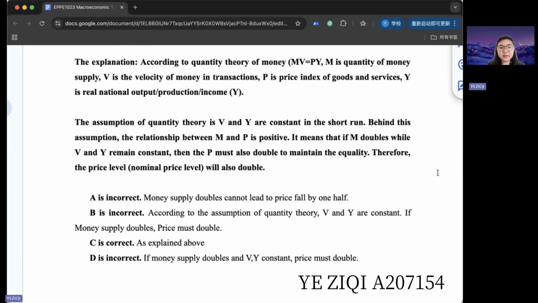So A is incorrect. Money supply doubling cannot lead to the price falling by one half. B is incorrect. According to the assumptions of the quantity theory, V and Y are constant. If money supply doubles, price must double. So C is correct as explained overall. D is incorrect. If money supply doubles, V and Y constant, price must double.